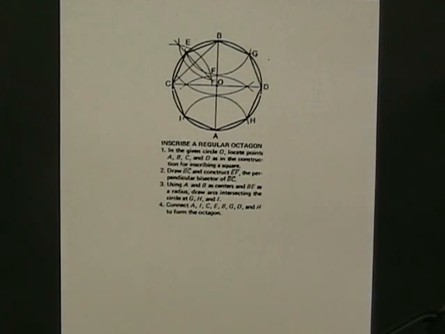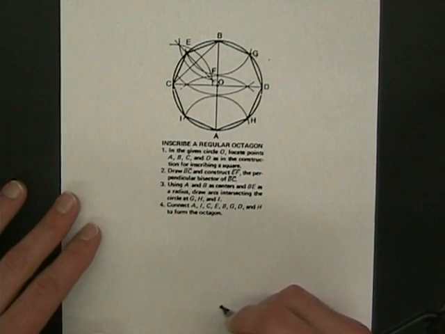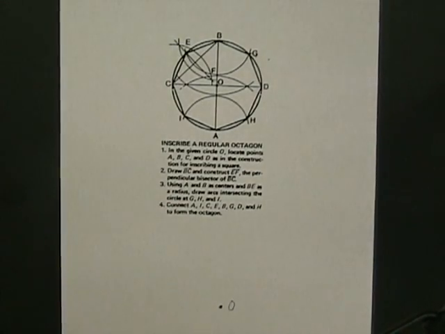In order to construct a regular octagon, we're going to inscribe that octagon into a circle. So we're going to start by creating circle O with our compass.